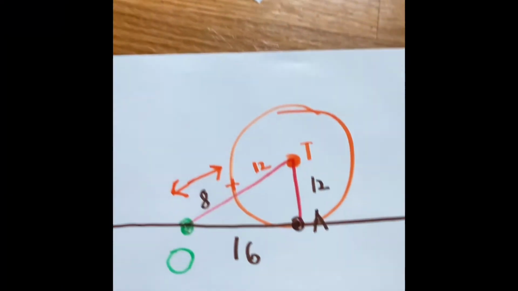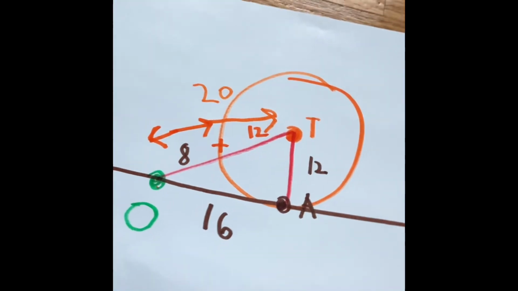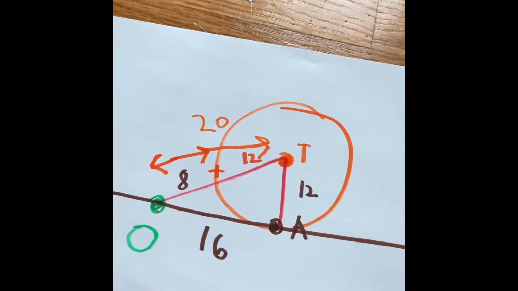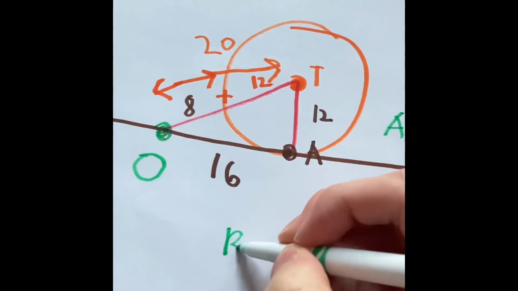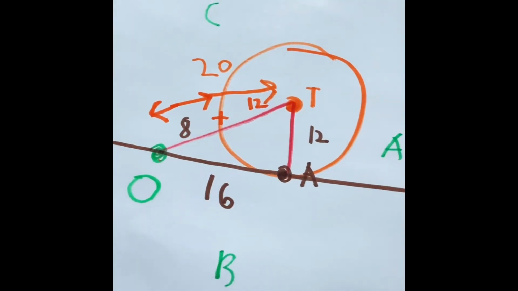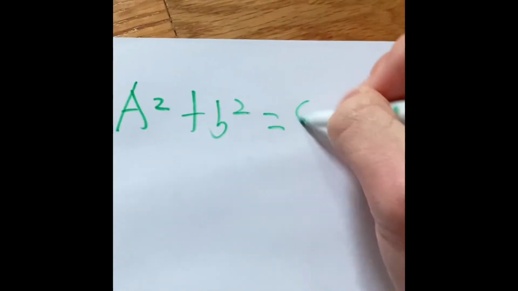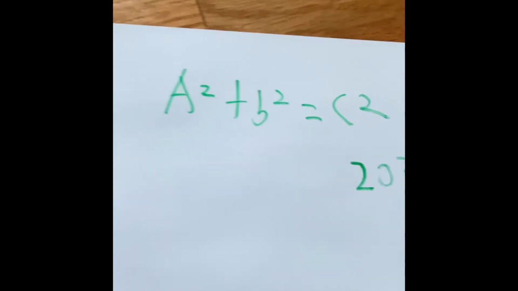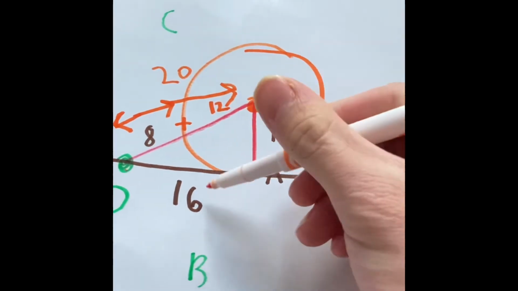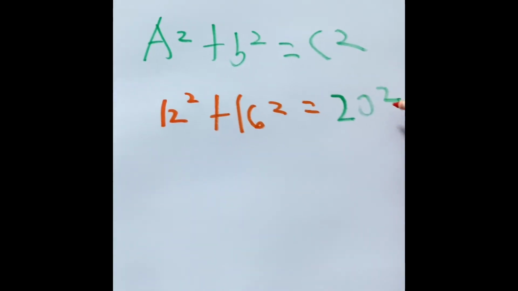So if 8 plus 12 is the hypotenuse, we can merge them to make a distance of 20. So now we can actually calculate this, because is it a right triangle? We're going to say 12 is length a, 16 is length b, and our hypotenuse is length c. Let's see what happens when we insert those numbers into the Pythagorean Theorem. a squared plus b squared equals c squared. Our hypotenuse was 20 squared, and for a and b we have 12 squared and 16 squared. So 12 squared plus 16 squared equals 20 squared. Is that true?